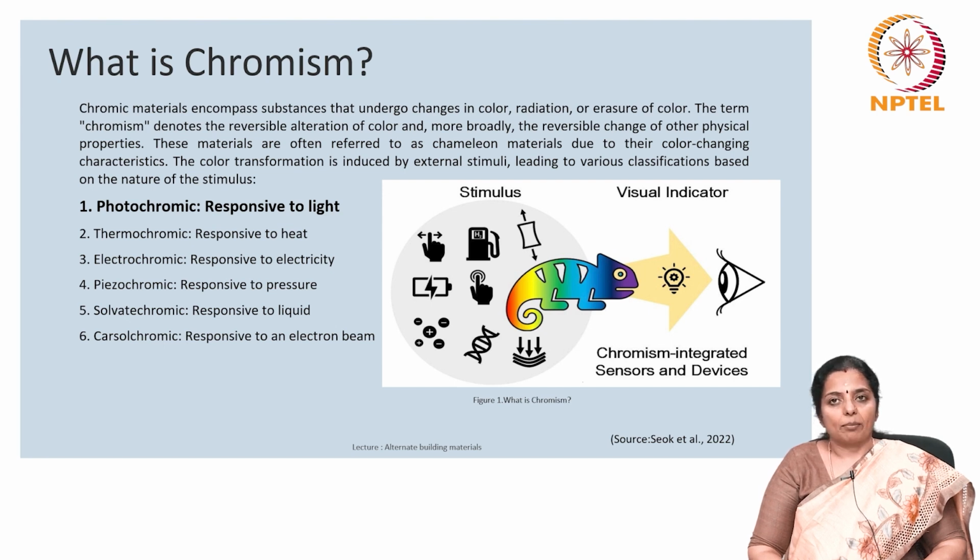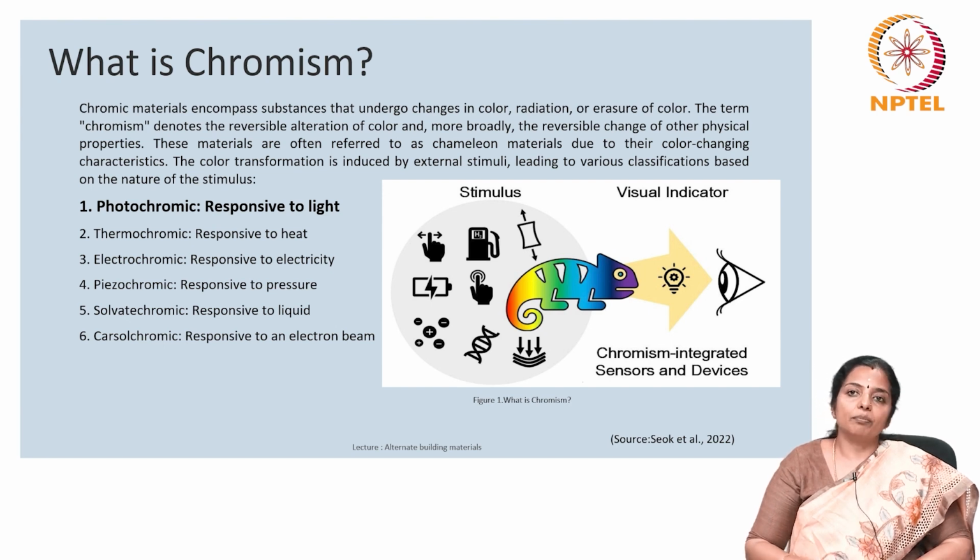Photochromic, for example, is responsive to light. Thermochromic is responsive to heat. Electrochromic is responsive to electricity. Piezochromic is responsive to pressure. Solvatochromic is responsive to liquid. Cathodochromic is responsive to an electron beam.